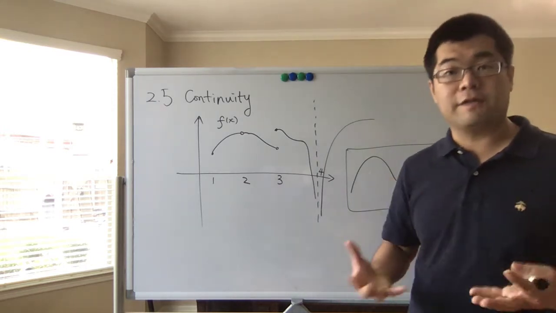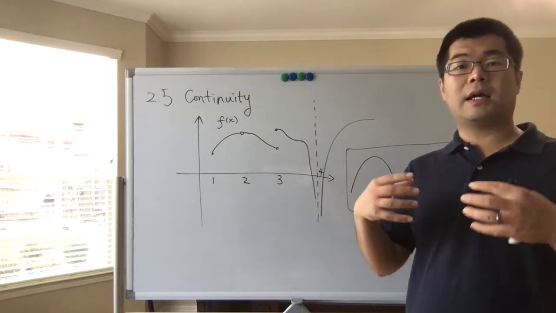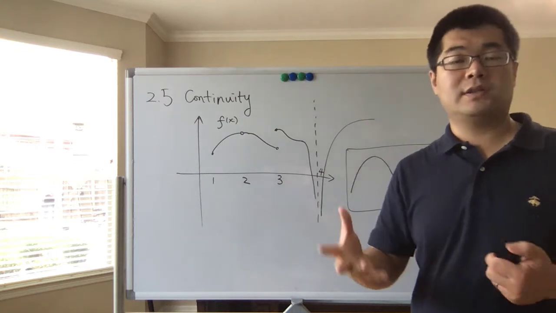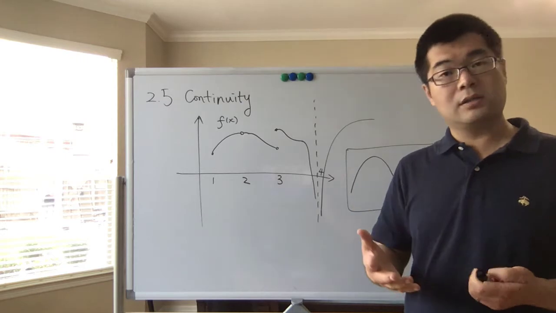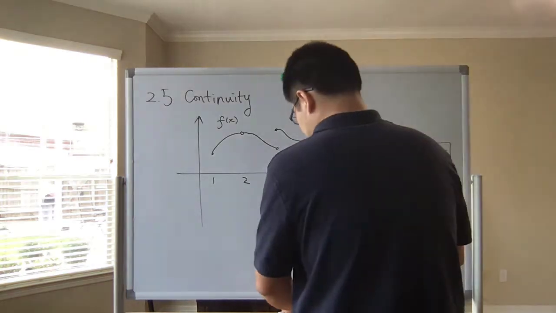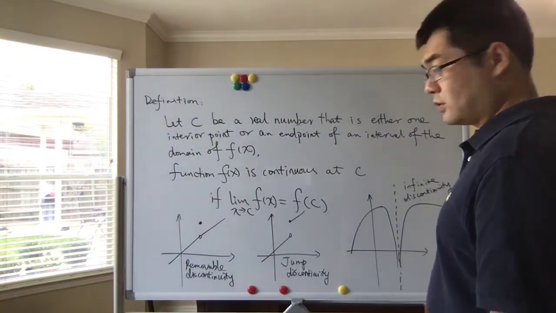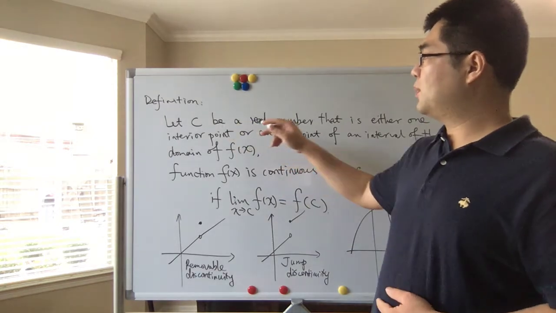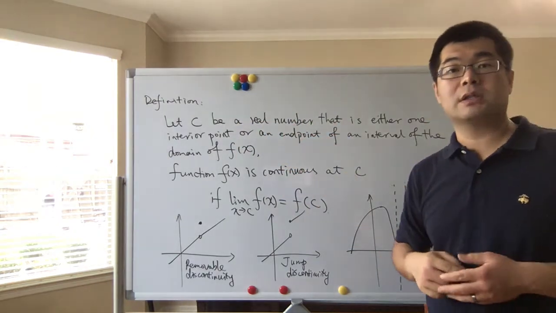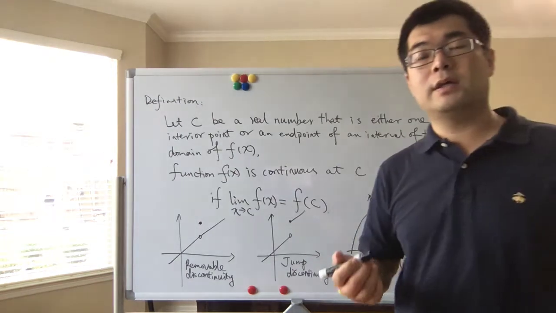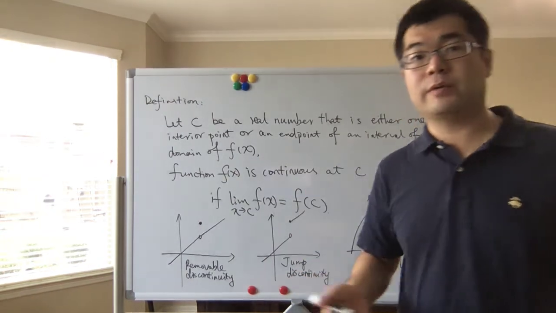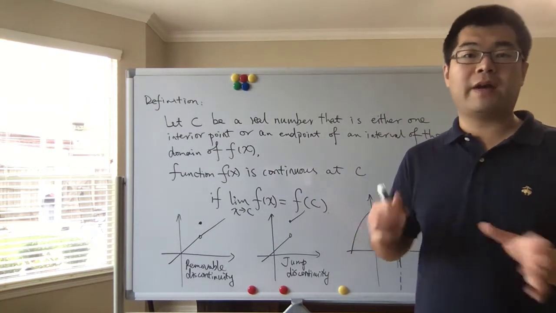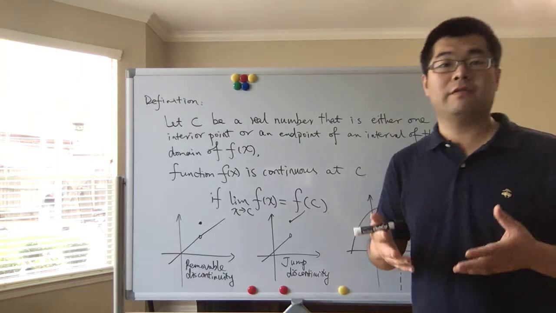But how do we define that? Is there some math language to help us check whether a function is continuous at a given point or not? Let's talk about the definition. Let c be a real number. In our class, at least in Cal 1, all the problems are based on the real number system. That is either an interior point or an endpoint of an interval of the domain of a given function.